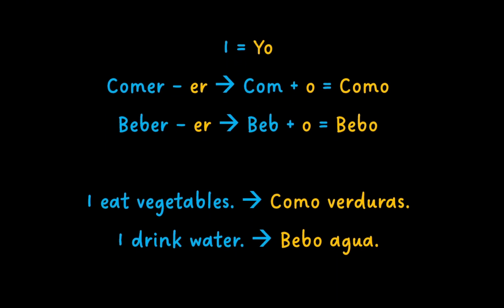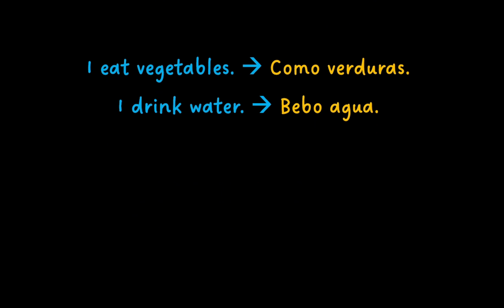I in Spanish is yo, and to conjugate this, we drop ER and add O. So to say I eat, comer becomes como, and to say I drink, beber becomes bebo. I eat vegetables is como verduras. I drink water is bebo agua.